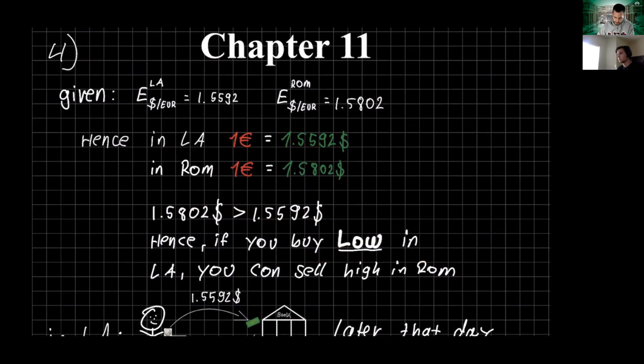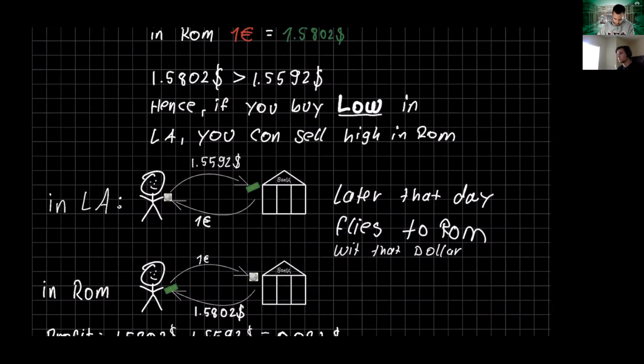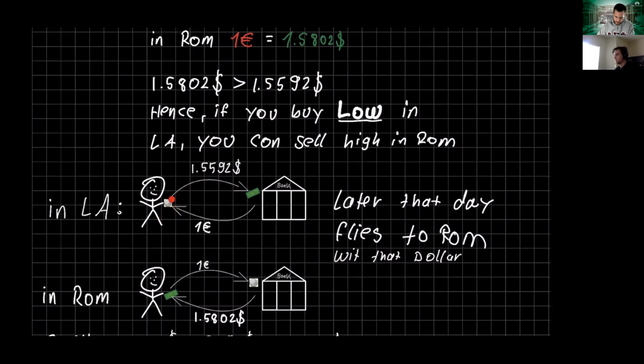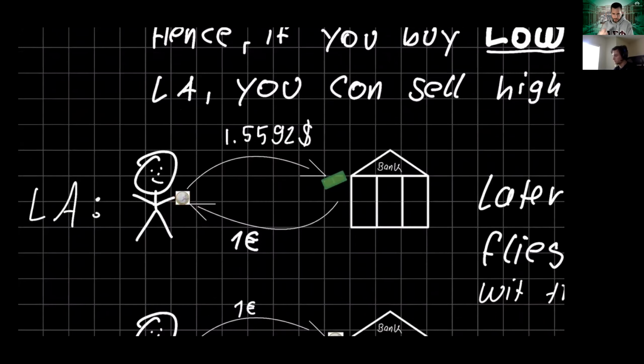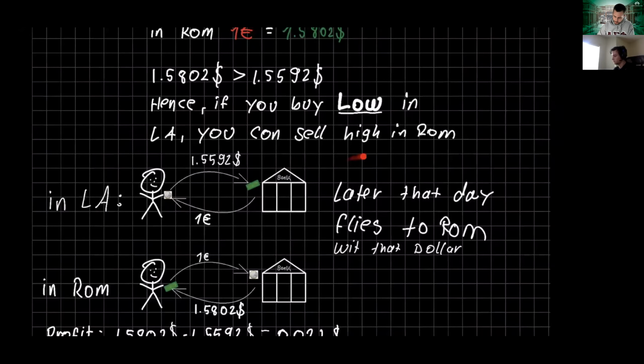To make that understandable, I drew a little graphic. So imagine you're in LA and you give the bank $1.5592. The bank gives you this one little euro coin back. So now you have €1 and you paid $1.559. Then imagine you can fly instantly to Rome and you give them this €1 and they give you back $1.5802. So what happens, you actually made a profit of $0.021.